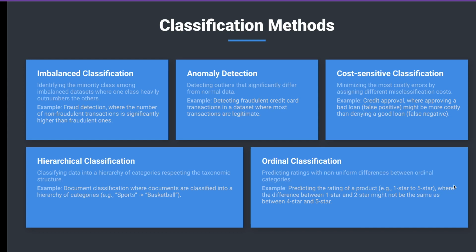Sometimes it's more important maybe not to detect slow-growing cancers than to over-detect them and give a poisonous material to somebody, to make a healthy person sick. Hierarchical classification, ordinal classification. Ordinal classification, predicting the rating of a product from 1 to 5 stars, but the difference between 1 and 2 stars might not be the same as the difference between 4 and 5 stars. So there's non-uniformity built into the data.